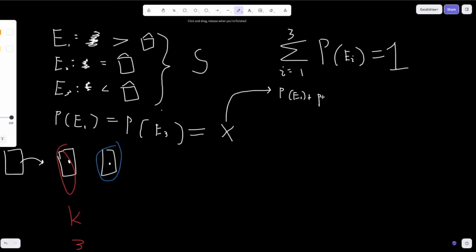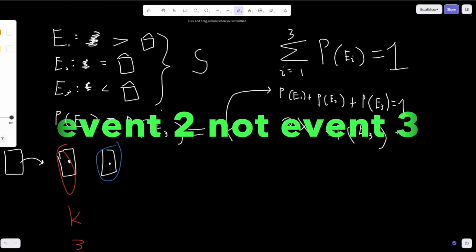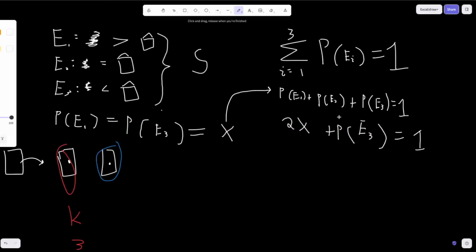plus probability of event 2 plus probability of event 3 equals 1, then we're basically saying 2x plus the probability of event 3 is equal to 1. Okay? So let's take a look at this probability of event 3, right? Because this is something that we haven't really examined yet that is going to be really important, okay?